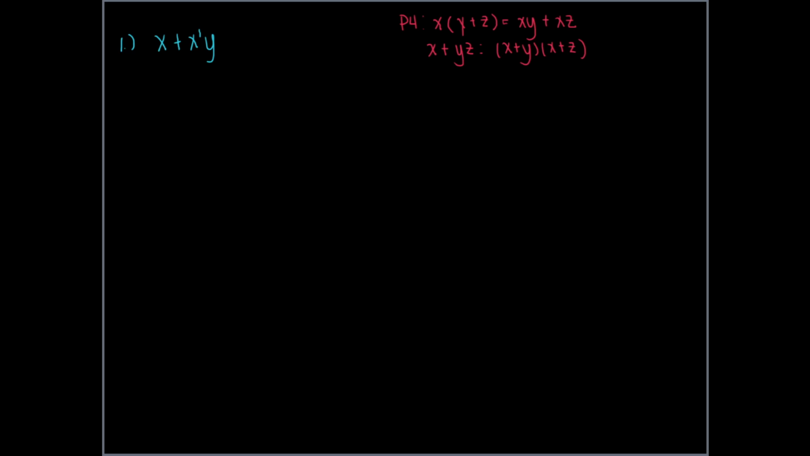So, if I distribute the x over the OR operation here to the x prime y, then this should now become x or x prime and x or y. And again, that is from postulate number 4.